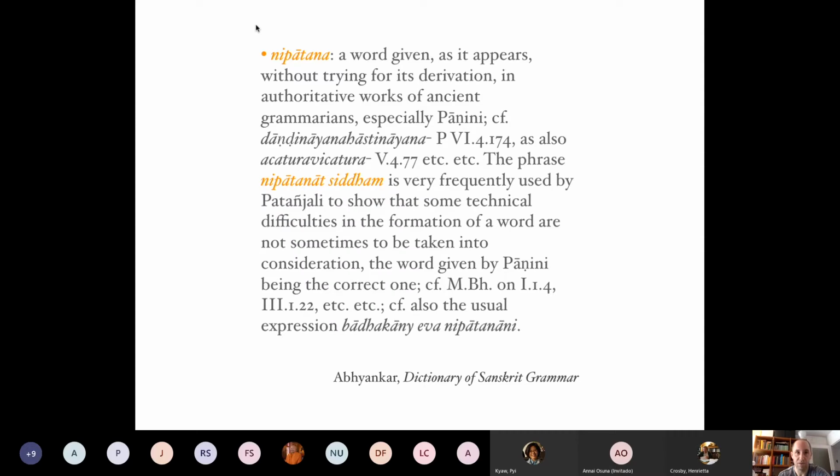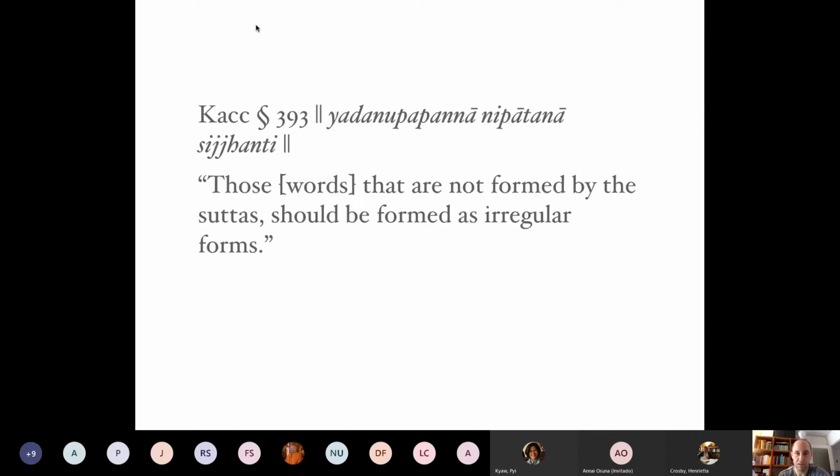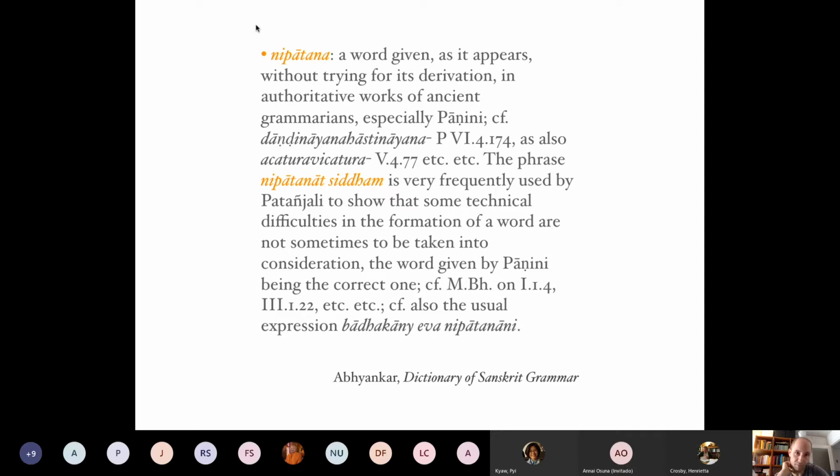The word nipatana that you can see here, nipatana sijjanti, is already found in the Sanskrit tradition. That's probably where it comes from in the Kaccāyana. And as you can see from this definition given in the very good dictionary of Sanskrit grammar by Abhyankar, nipatana is a word given as it appears, without trying for its derivation. So the derivation is somehow impossible.